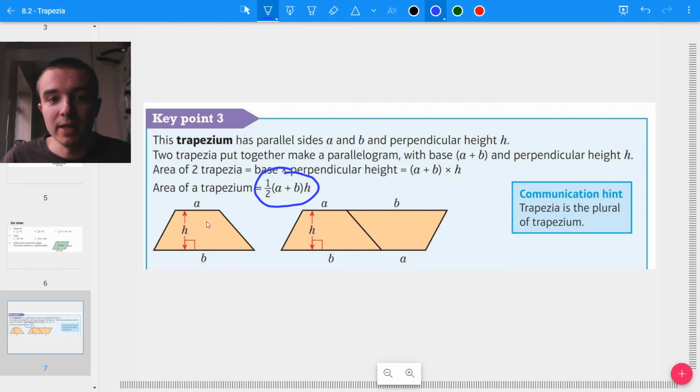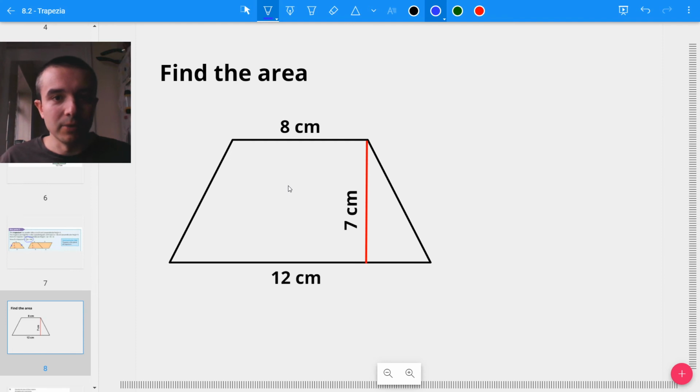It doesn't matter which one is a, which one is b, you just need to add them up, times the height. Do not include this side here. You don't need these, because those have nothing to do with the area. You're going to need them for the perimeter if there's a question that asks about the perimeter, but if you're given that information, just ignore it, for the area at least. So a half bracket a plus b times the height. That's it.